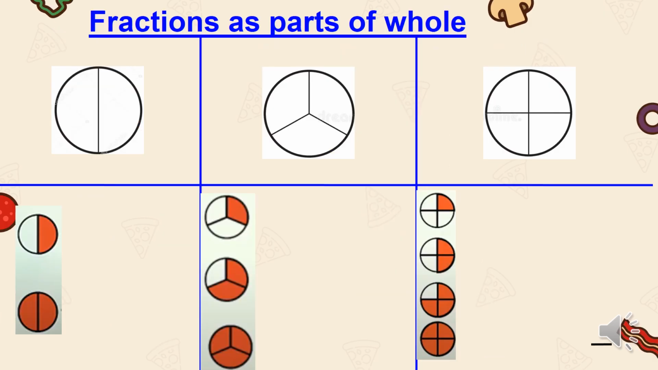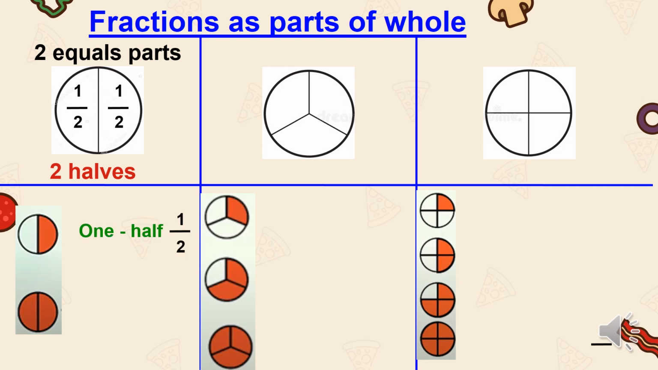Fractions as a part of a whole. When we have a circle and we divide it into two equal parts, each part will be half and half. So the circle has two halves. In the first circle here, the fraction is 1 half, or we can say 1 over 2. The fraction here will be, the total parts are 2, the color parts are 2. So the fraction is 2 over 2 or 2 halves.